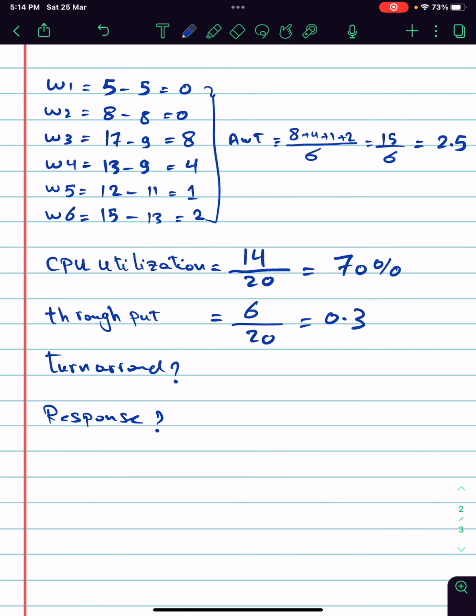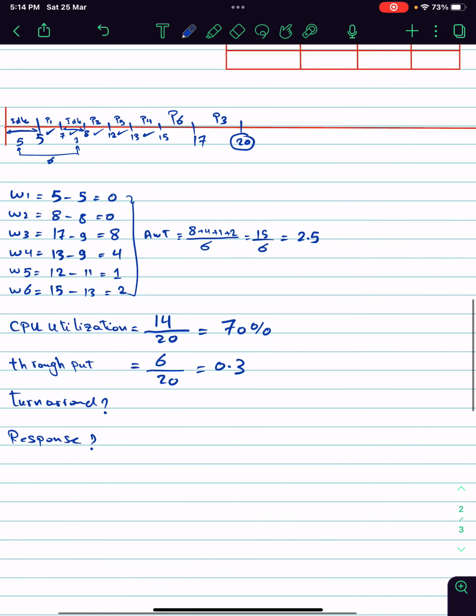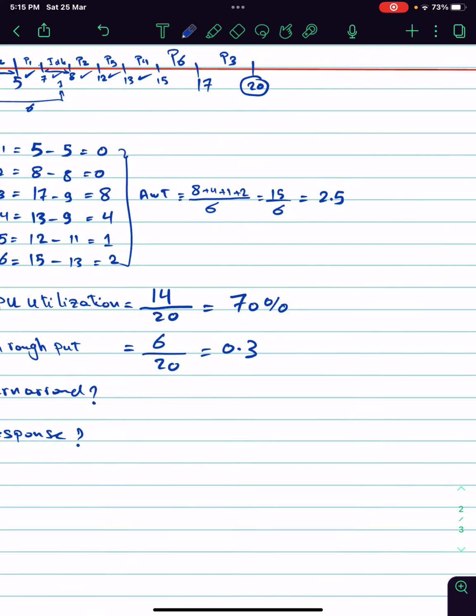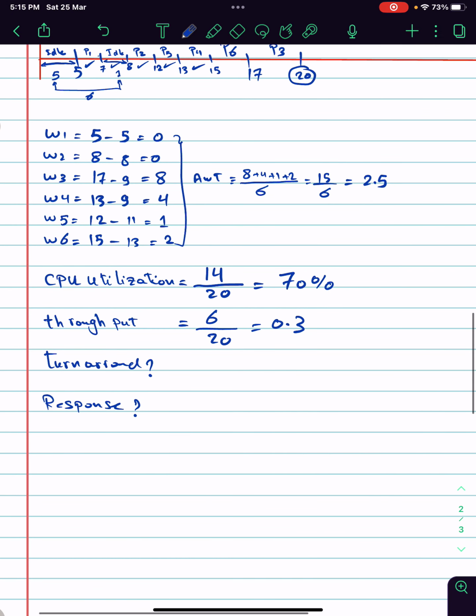Again, the turnaround time and the response time you can solve now. Turnaround is the finish minus arrival for each and every one of them. And then you get the average by summing up the values and then dividing by 6, which is the number of processes you have. The response time is exactly the same as the waiting time because this is non-preemptive, and the equation is start minus arrival.